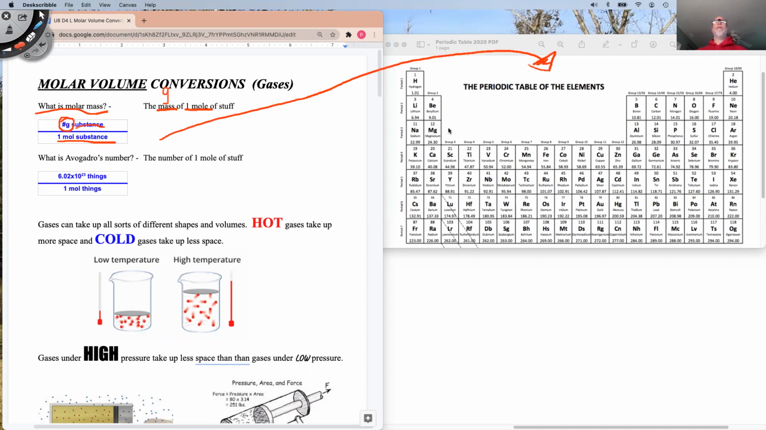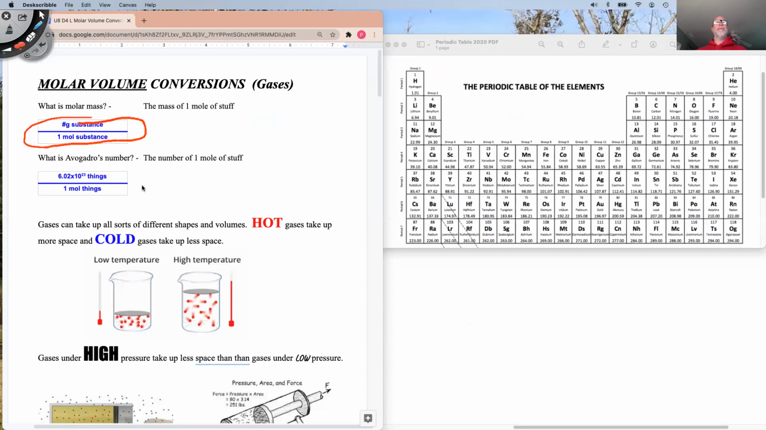the periodic table. So hydrogen had a molar mass of 1.01. Let's say oxygen has a molar mass of 16. H2O, which is 2 hydrogens and 1 oxygen, has a molar mass of 18.02 grams per mole. Now, the units grams per mole is what makes molar mass molar mass. It's all about the units. So you can see the units for molar mass are grams per mole of stuff.